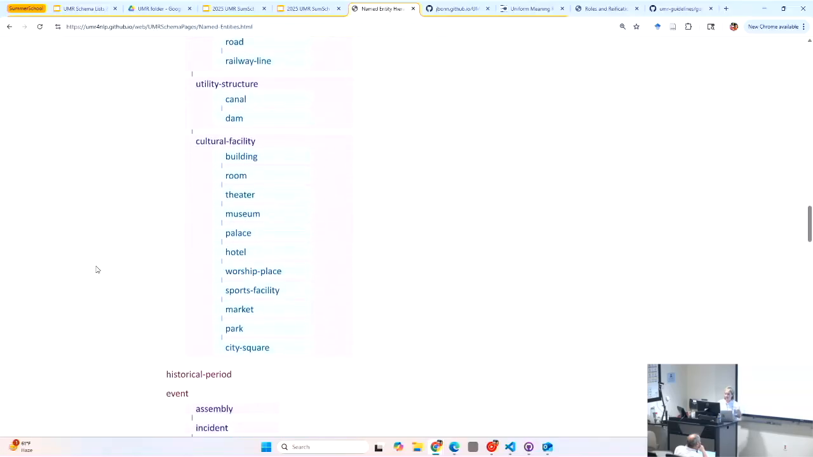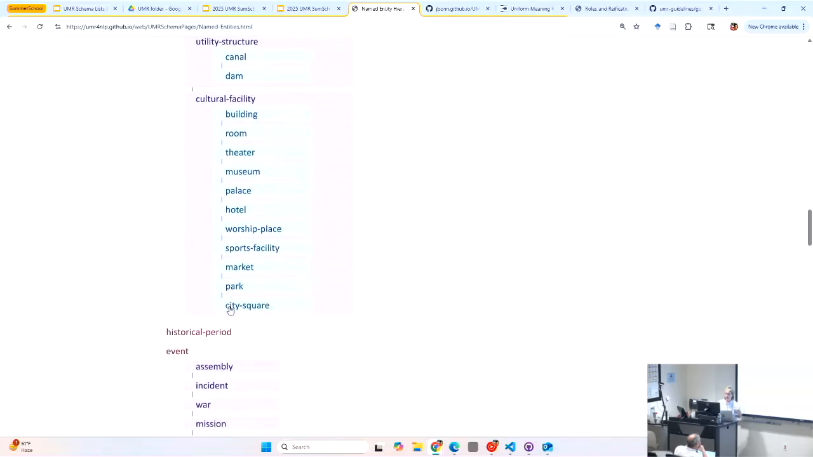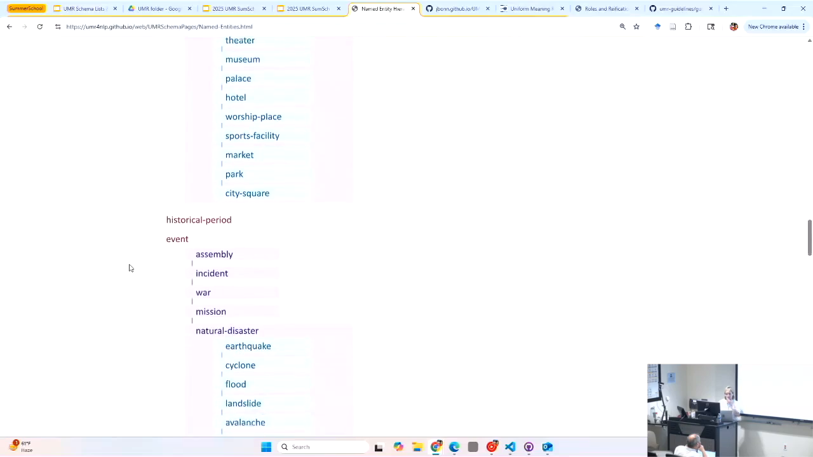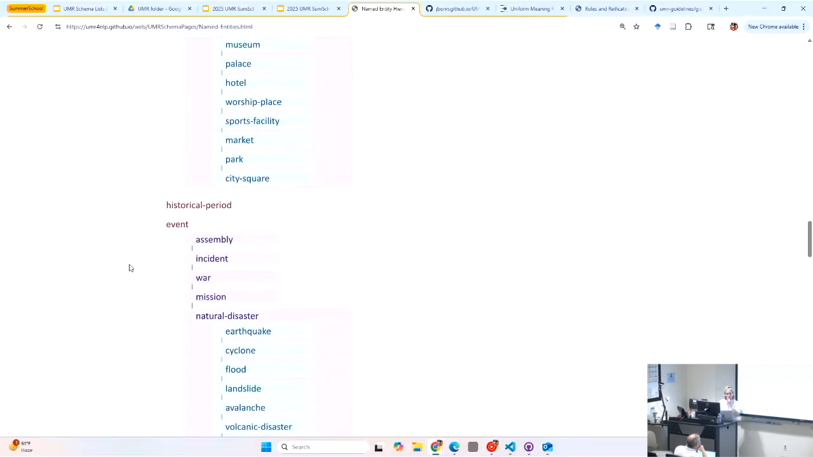We've added a city square. It's a new one. Historical period. I don't have examples here, but that would be like different, yeah, dynasties.